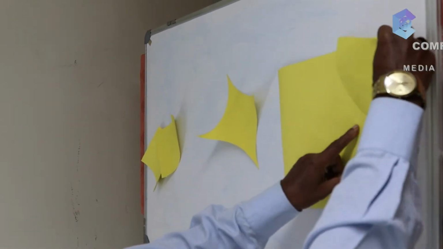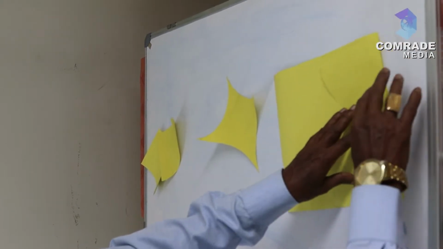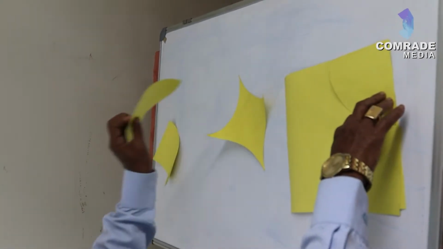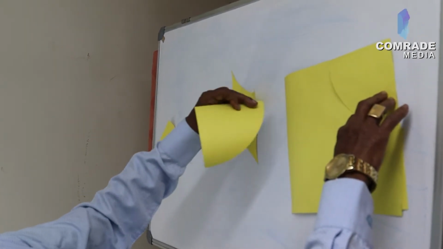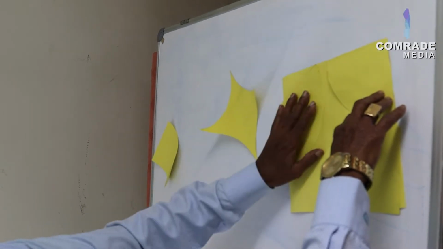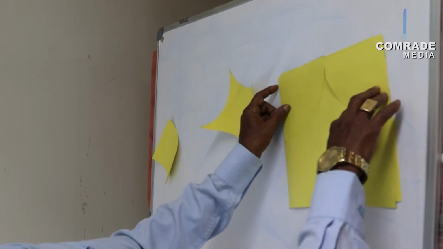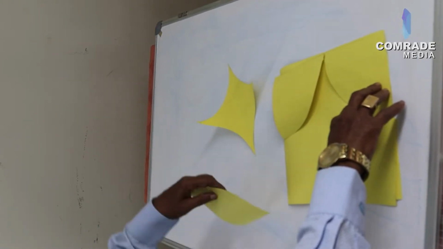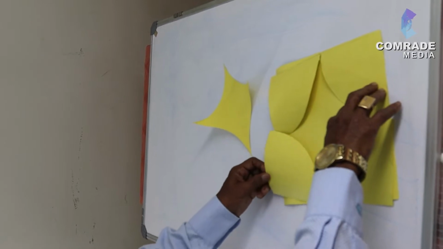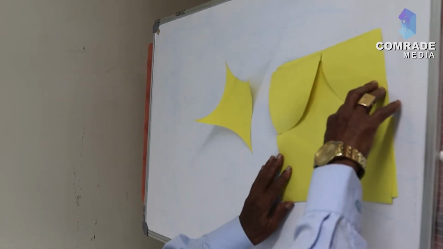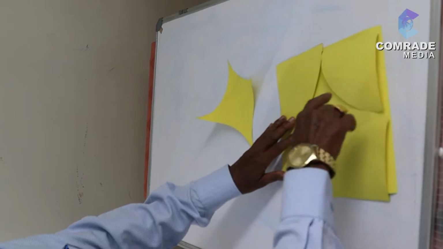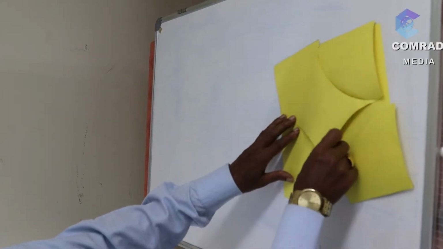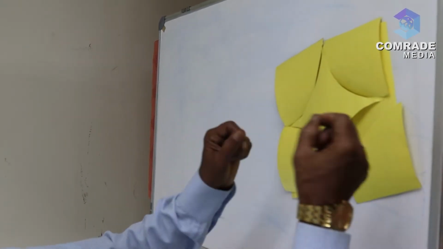This is another sector. So also from here with the compass, make another sector. This is another sector. This is the fourth sector. And the center part is just like this one. So this is the way you have to cut it.